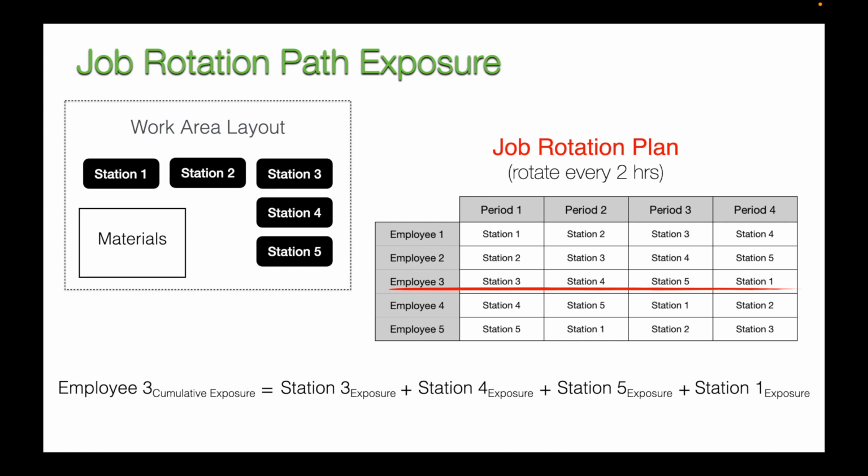You can have risk ratings and all by station, but really it matters what the path was. What did they do? There might be one of these jobs that's really difficult. Maybe today that wasn't on their schedule. But anyway, that's one of the things we can evaluate: job rotation paths.